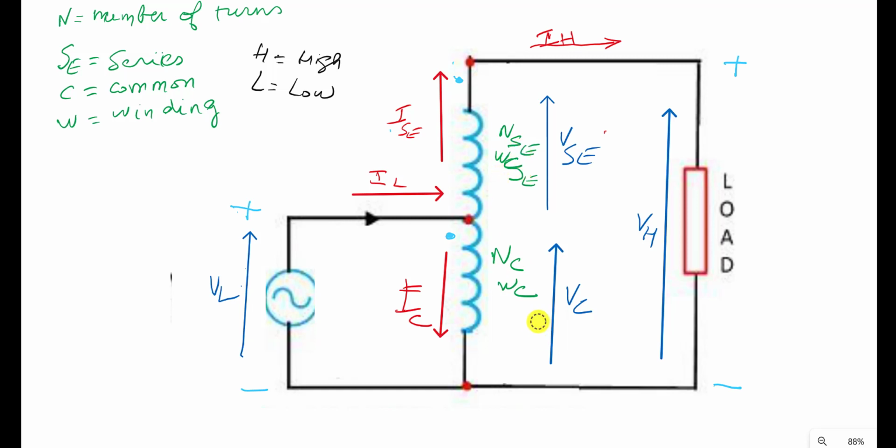Notice something quite different. The voltages through the windings are not necessarily the input or the output, so they have different terminology, VC and VSE. We are going to use all those to go through the equations on this autotransformer.